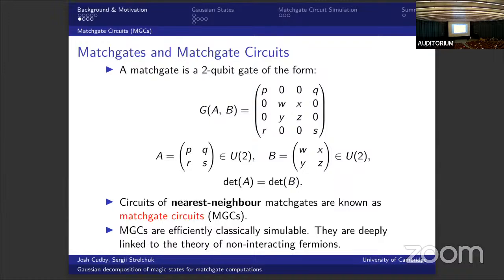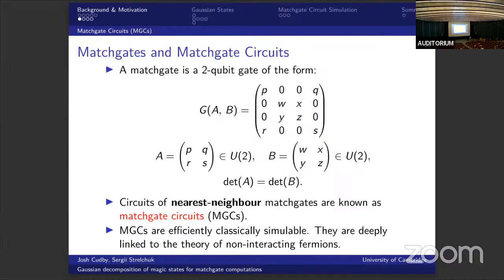Now, circuits of nearest neighbor matchgates are known as matchgate circuits, and actually, nearest neighbor is really important here. You can check that the swap gate is not actually a matchgate because the determinants don't match up. So giving access to swap gates is actually giving these circuits more power. So we enforce nearest neighbor. Now, matchgate circuits are efficiently classically simulable.